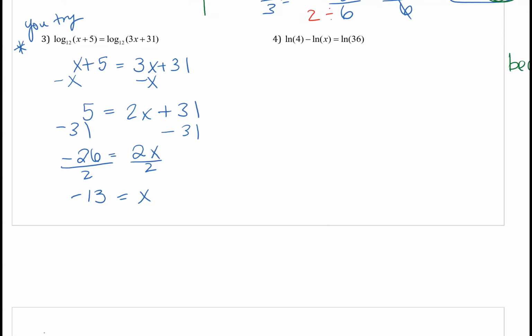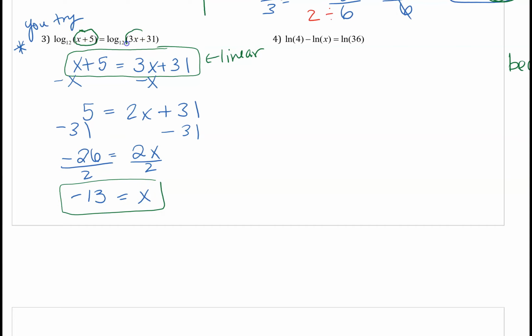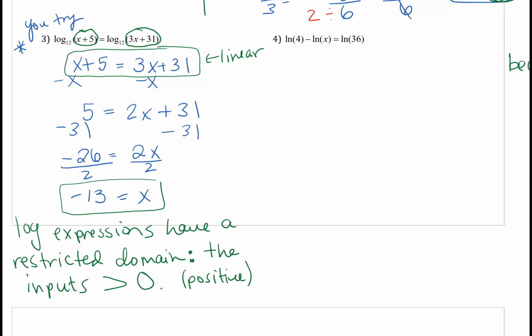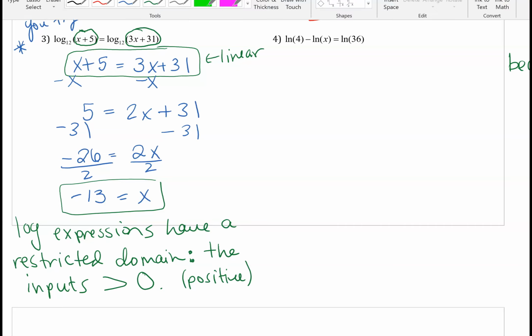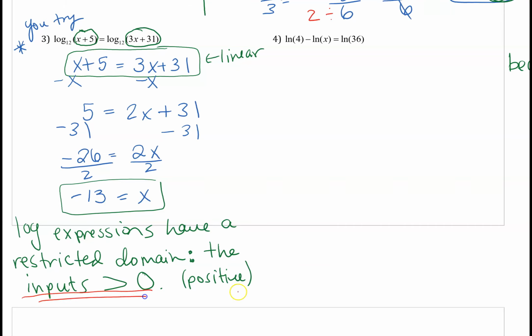Okay, so when we solve number 3, we end up with x equaling -13. So this was the solution we got from solving this equation here, right? This equation is what we call a linear equation, where the x is allowed to be any real number. However, we have to remember that these expressions came from inside a log expression, but a log expression has a restricted domain. That is to say that their inputs need to remain positive.